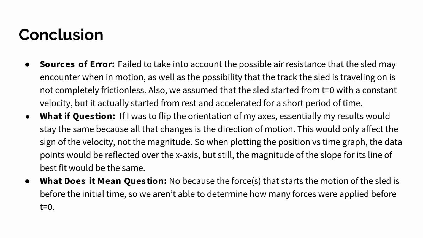What if question: if I were to flip the orientation of my axes, essentially my results would stay the same because all that changes is the direction of motion. This would only affect the sign of the velocity, not the magnitude. So when plotting the position versus time graph, the data points would be reflected over the x-axis, but the magnitude of the slope for its line of best fit would be the same.